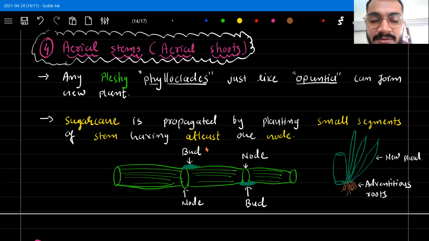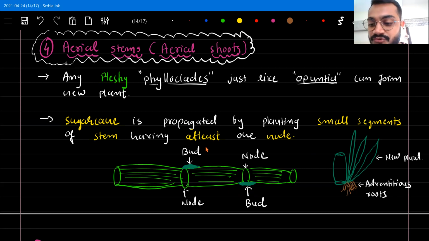just take a close look at that sugarcane, and you will see that at the node there is a bud-like structure. Okay, a yellowish-brown or reddish-brown structure you will see at the node. So from that bud, the new plant will grow.